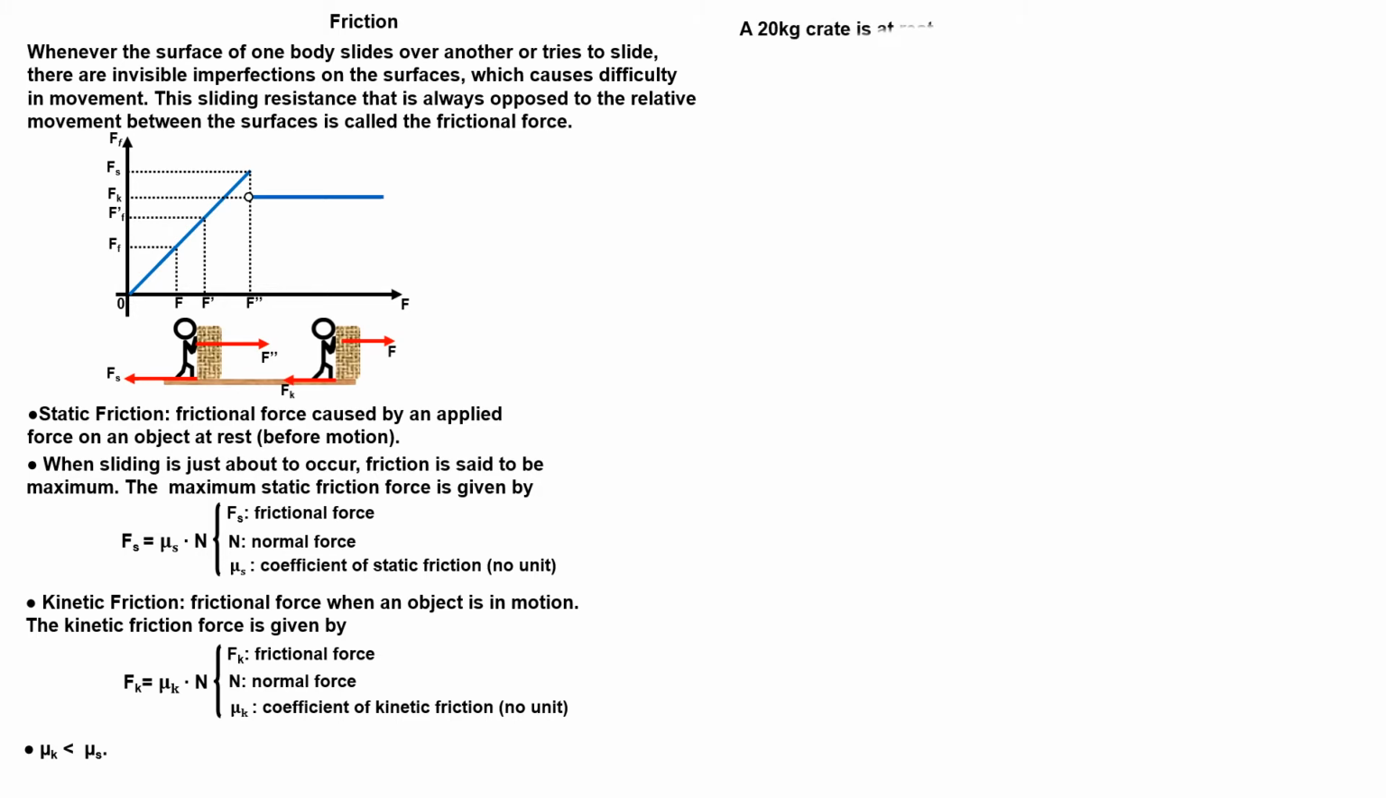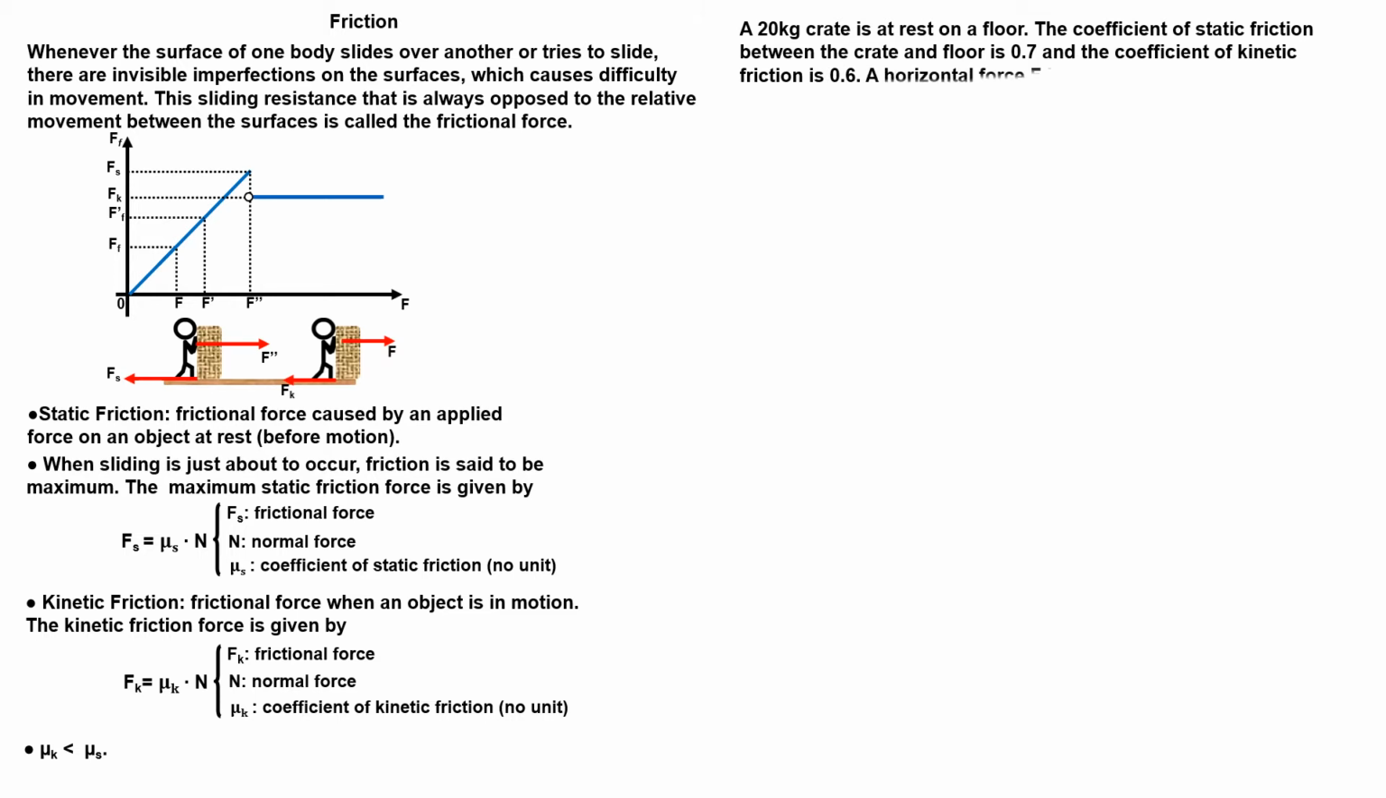A 20 kilograms crate is at rest on a floor. The coefficient of static friction between the crate and the floor is 0.7, and the coefficient of kinetic friction is 0.6. A horizontal force F is applied to the crate. Find the force of friction if F equals 20 newtons, F equals 100 newtons, F equals 180 newtons.